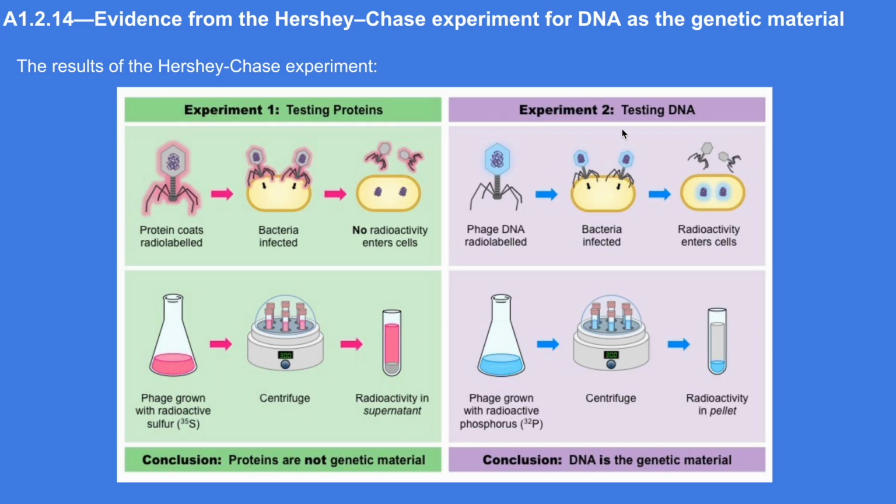But in the other experiment, they radioactively labeled the DNA, which we know is the genetic material, and it was what was injected into the bacteria. So then they blended it all up again, centrifuged, separated everything out, and they measured the radioactivity now in the pellet, where all of those more dense bacteria were, allowing the conclusion that DNA is the genetic material, not protein.